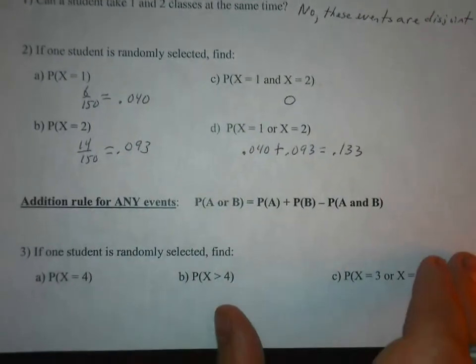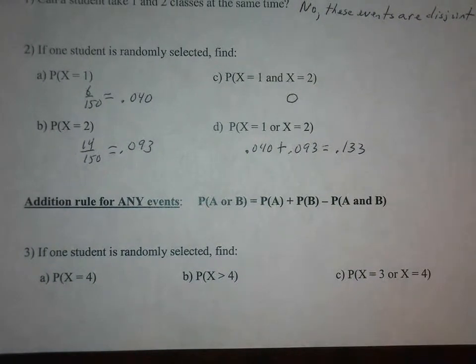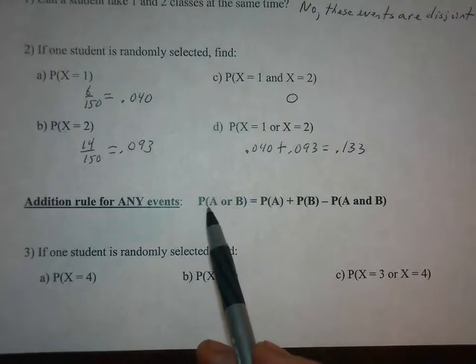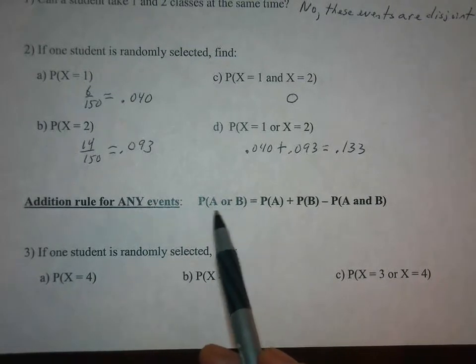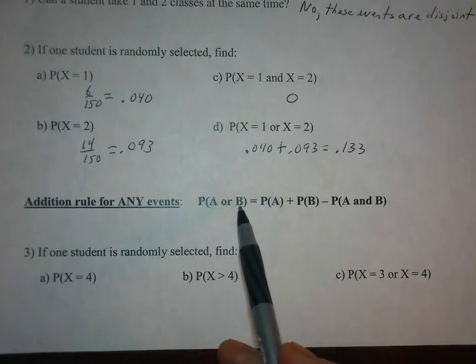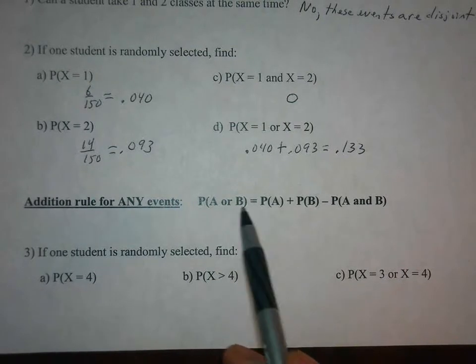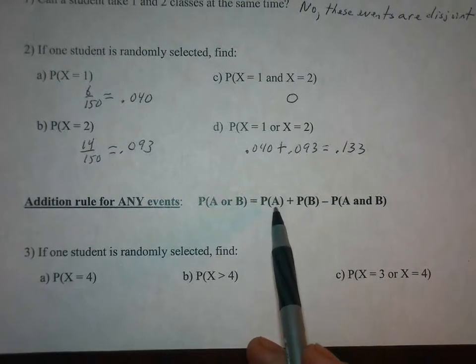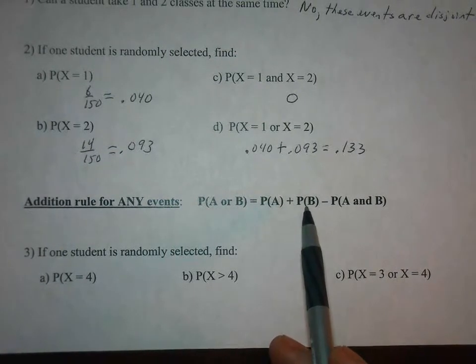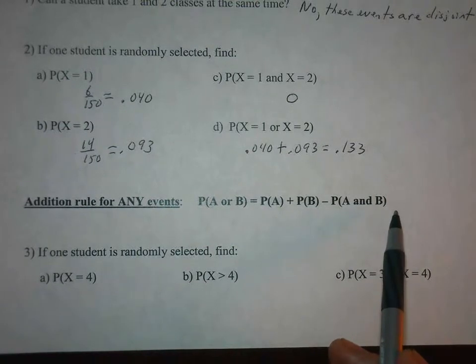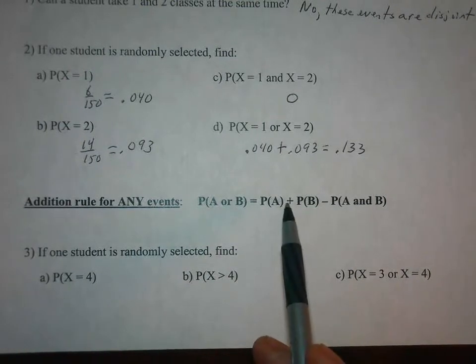Okay, so that brings us to the addition rule for any events. The probability of A or B. So A is one event, B is another event. So the probability of A or B equals the probability of A plus the probability of B minus the probability of A and B. So you have each of their individual probabilities.